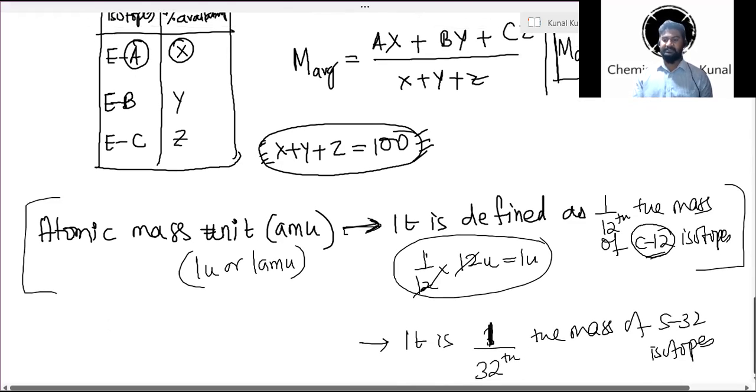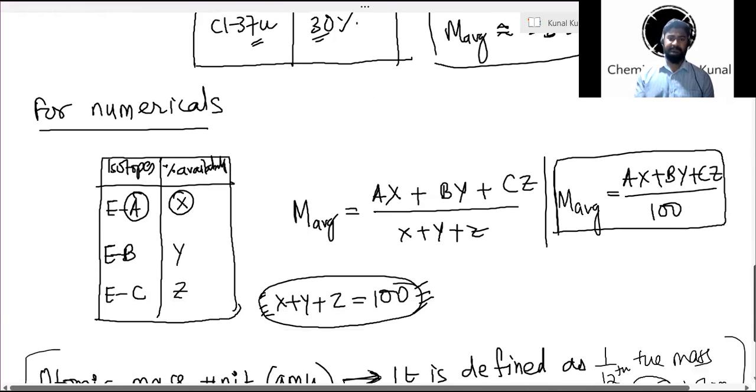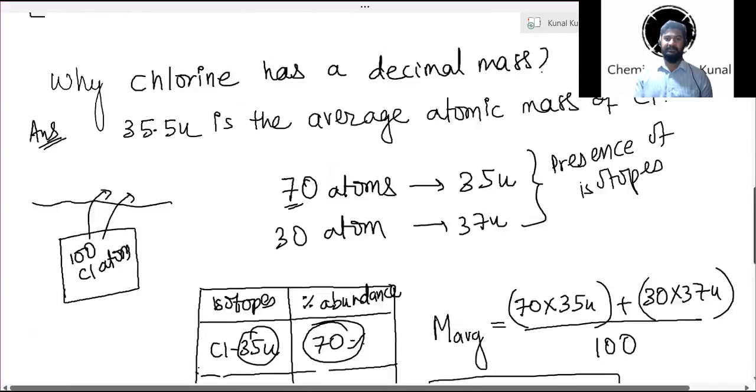So we have discussed this part. Now in the upcoming session, we'll be doing some numericals from this formula.